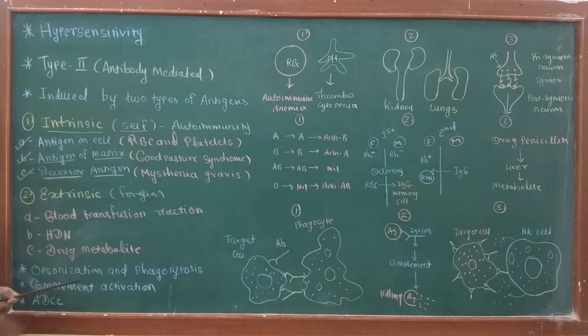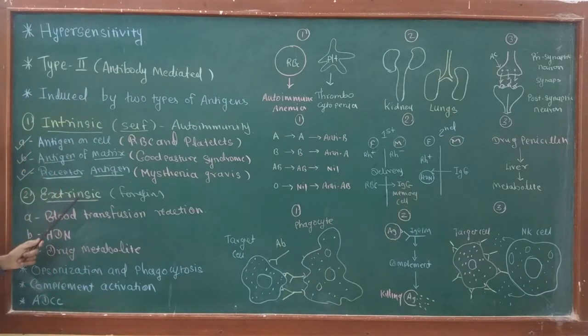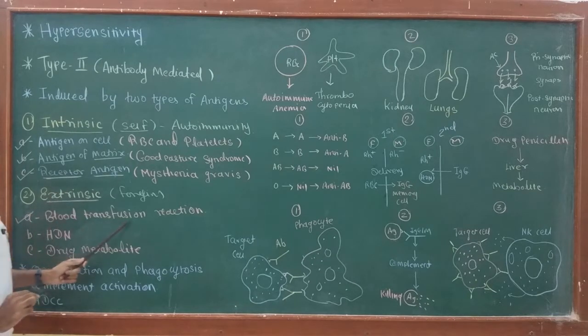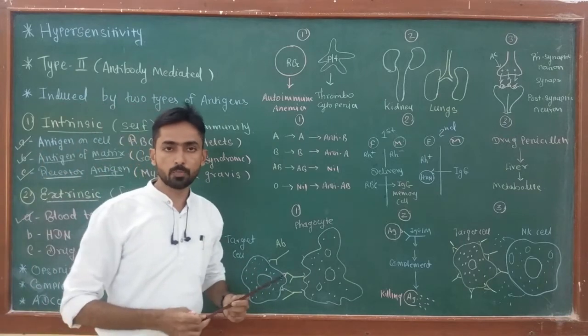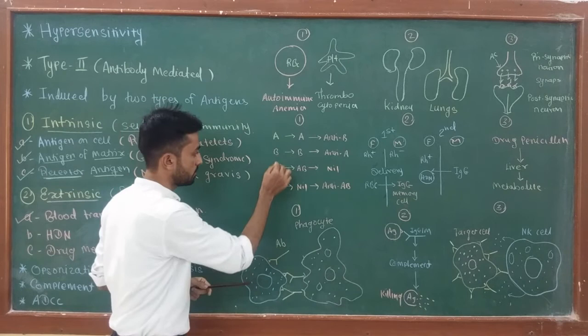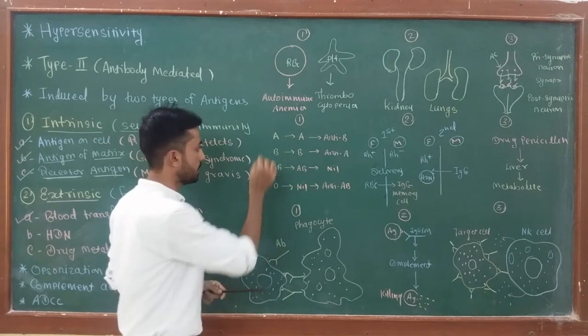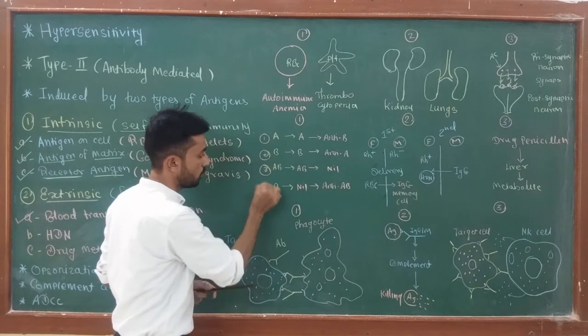Then the next type of antigen that leads to type 2 hypersensitivity is extrinsic antigen, or foreign antigen, or non-self antigen. Okay, the first example of this type of reaction is blood transfusion. We know that according to the ABO blood group system proposed by Karl Landsteiner, there are 4 different blood groups found in humans: A, B, AB and O.